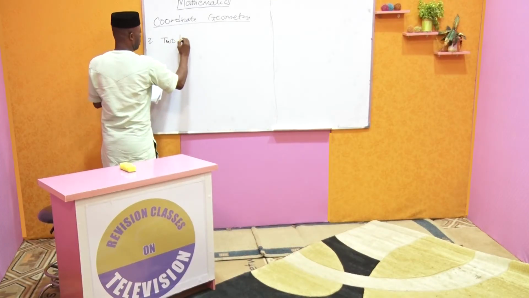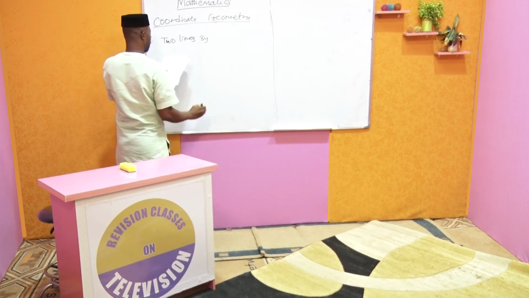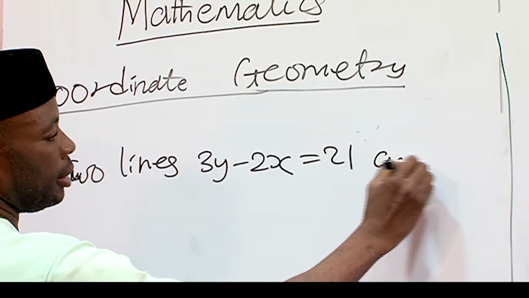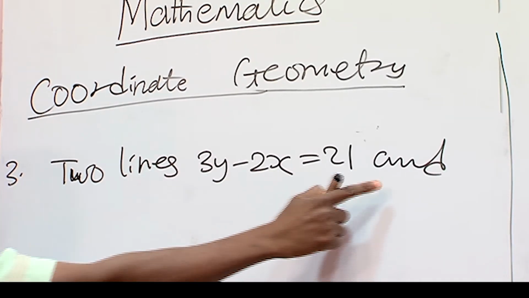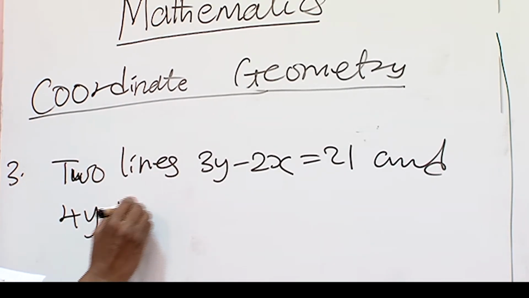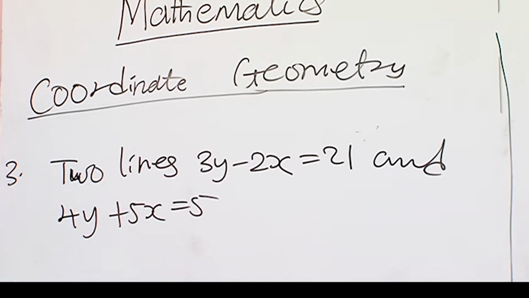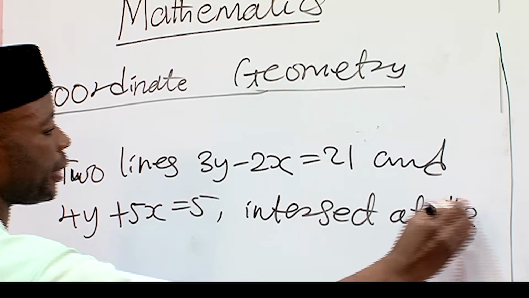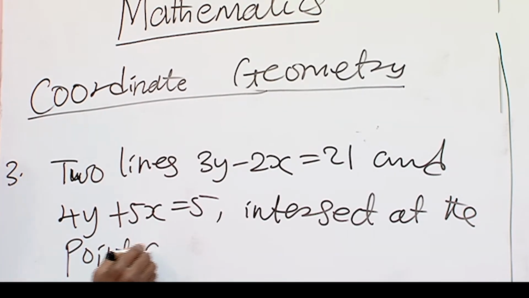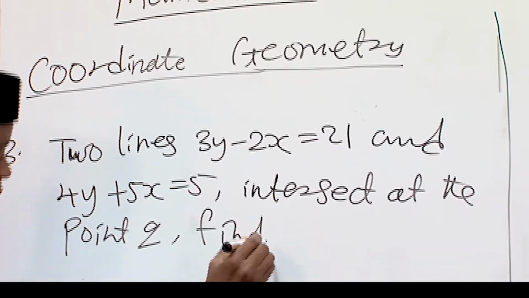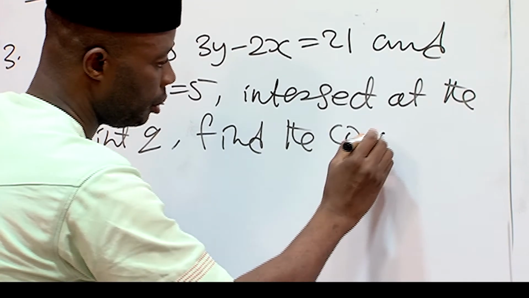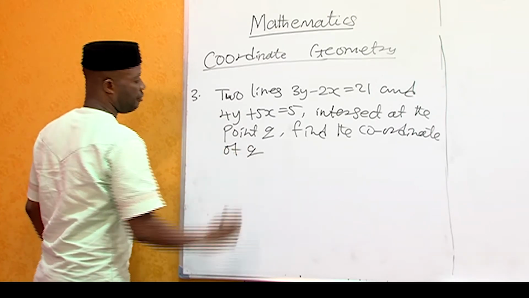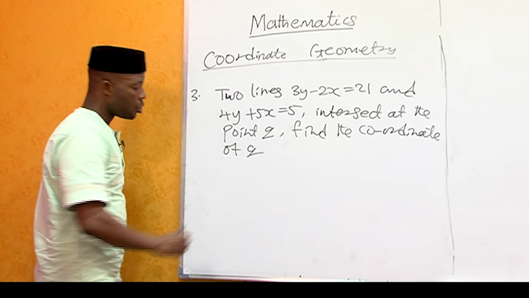The two lines: the first line is 3y minus 2s equals 21, and the second line is 4y plus 5s equals 5. They intersect at the point Q. Find the coordinate of Q. Solution.